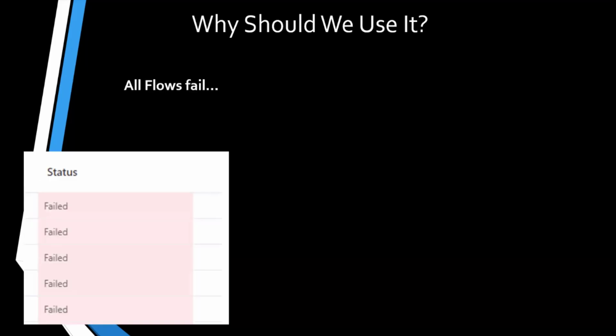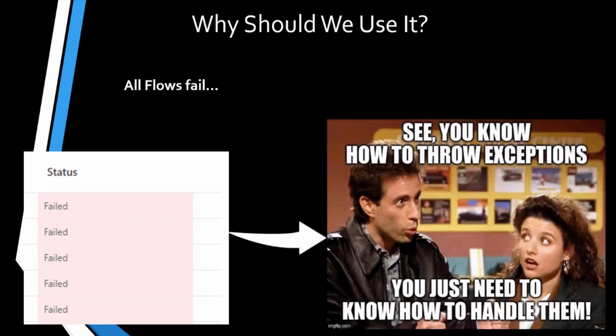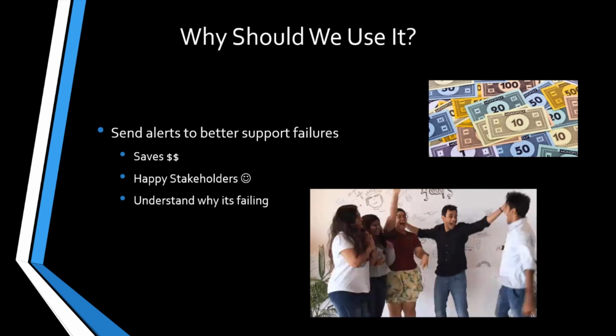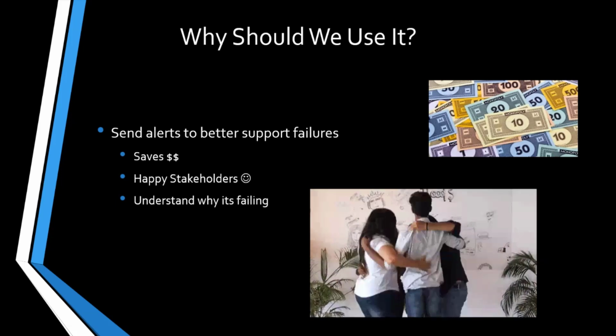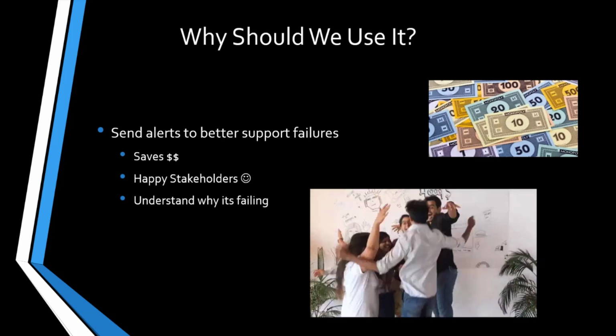So again, why should we use it? Because all flows do fail, no matter what. And here's a nice meme there. You know how to throw exceptions, which is errors. You just need to know how to handle them, which is basically fixing the error. I'm really trying to get you guys to understand why we should use this.